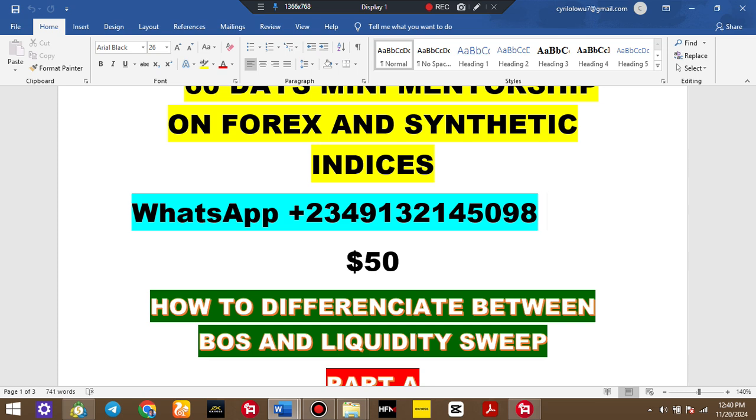Is that clear? So I'm going to split this class into two sections. I don't want it to be too boring. So the first class we are going to talk about liquidity and break of structure.